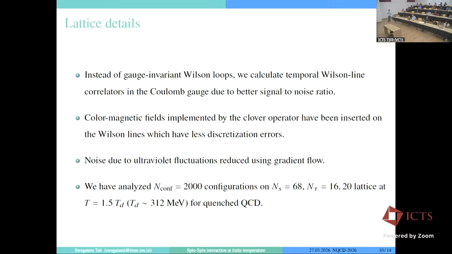We have fixed the lattice spatial extent, and the temporal extent is varied, 16 and 20, to change the lattice spacing and to take a continuum limit from two lattices. These are performed at a single temperature of around 470 MeV. There are no dynamical fermions in our study, so we have taken the dynamical fermion mass to be infinite. So these are only pure gauge fields.